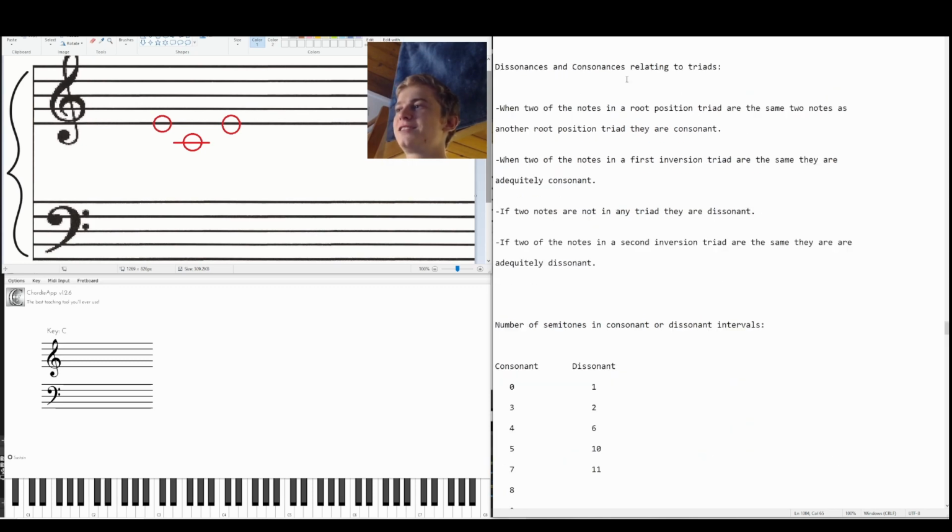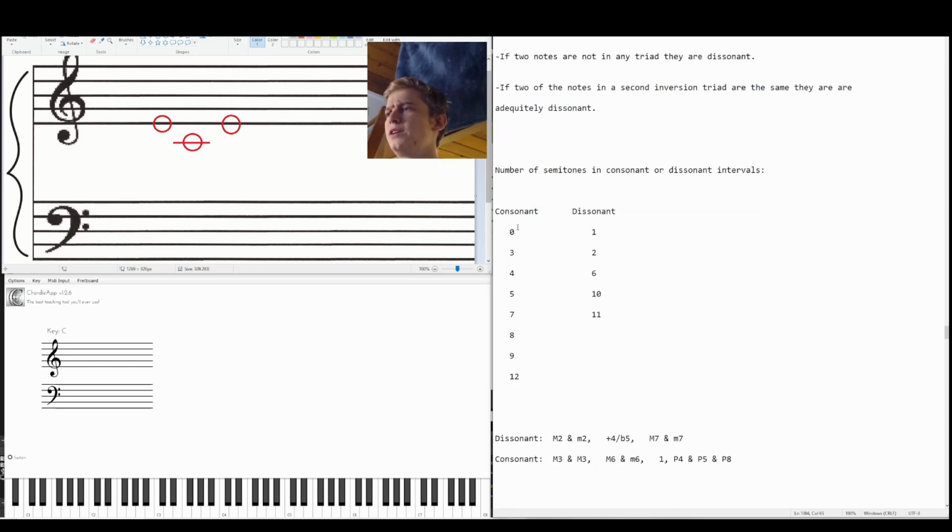Dissonances and consonances relating to triads. When two of the notes in a root position triad are the same two notes as another root position triad, they are consonant. But when two of the notes in a first inversion triad are the same, they are adequately consonant. If two notes are not in any triad, they are dissonant. If two of the notes in a second inversion triad are the same, they are adequately dissonant.